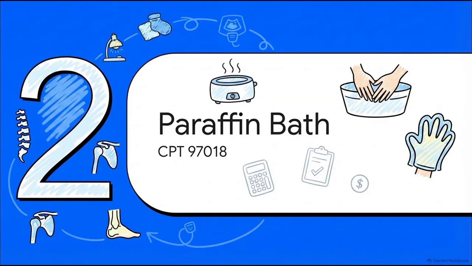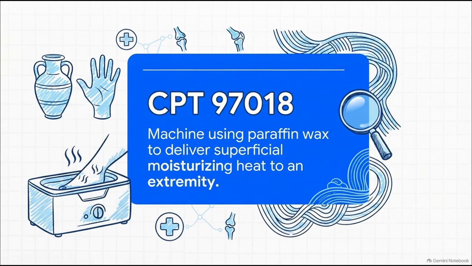Section 2. Paraffin Bath, CPT 97018. From a clinical perspective, what exactly are we coding when we use 97018? It's essentially a machine unit utilizing paraffin wax. This wax is applied right over the specific extremity of interest to deliver superficial moisturizing heat. Fun fact for you, paraffin wax has actually been used for therapeutic pain relief since the Roman Empire. But today, we're coding it with absolute precision.